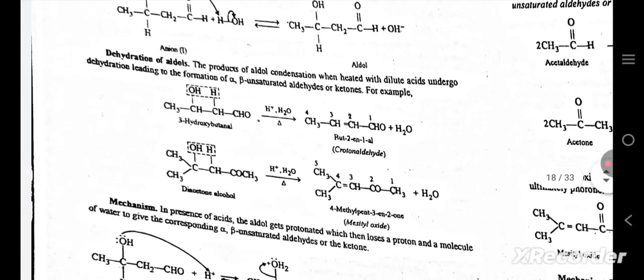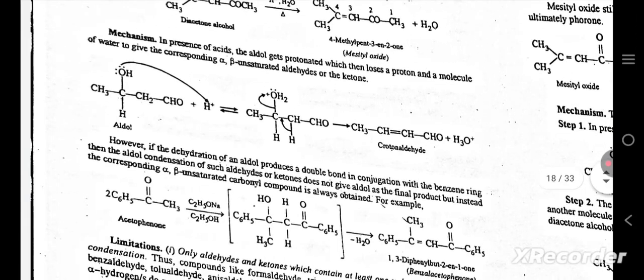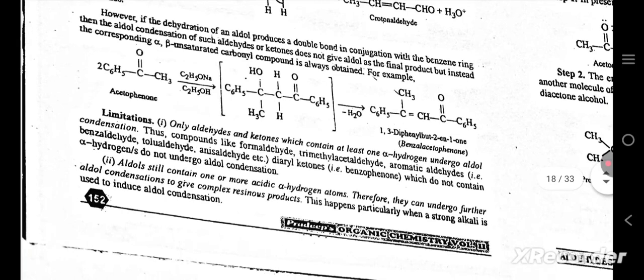Dehydration of aldols. The products of aldol condensation, when heated with dilute acids, undergo dehydration, leading to the formation of alpha beta unsaturated aldehydes or ketones. For example, mechanism. In the presence of acids, the aldol gets protonated, which then loses a proton and a molecule of water to give the corresponding alpha beta unsaturated aldehyde or ketone. However, if the dehydration of an aldol produces a double bond in conjugation with the benzene ring, then the aldol condensation of such aldehydes or ketones does not give aldol as the final product, but instead the corresponding alpha beta unsaturated carbonyl compound is always obtained.